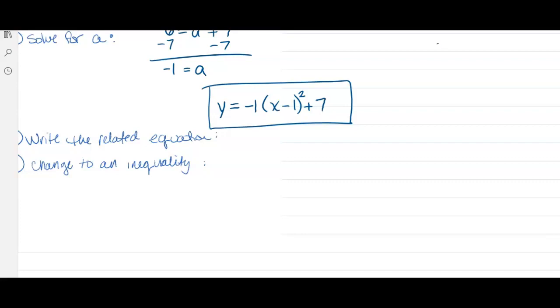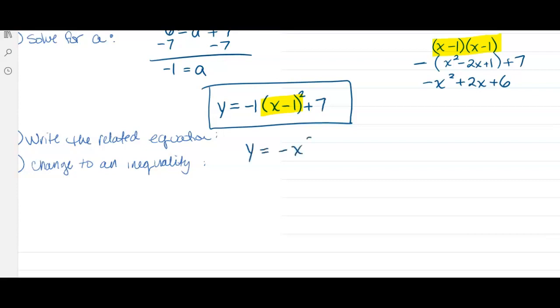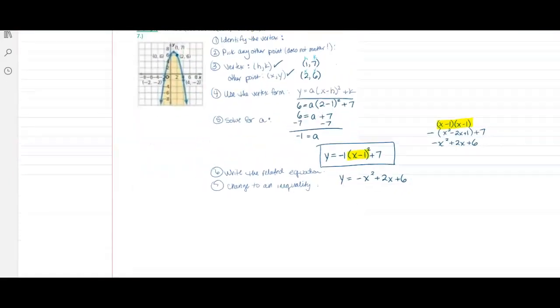I can easily get that into standard form by multiplying x minus 1 times x minus 1, which gives me x squared minus 2x plus 1, multiplying that by a negative and adding 7, because it's -1 times that binomial plus 7. When I do that, I get -x squared plus 2x minus 1 plus 7 will be plus 6. But that is the equality or the equation.